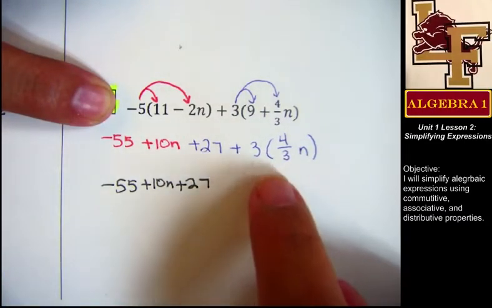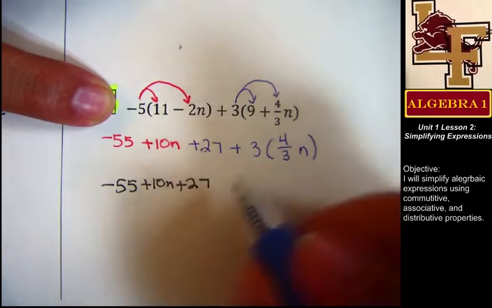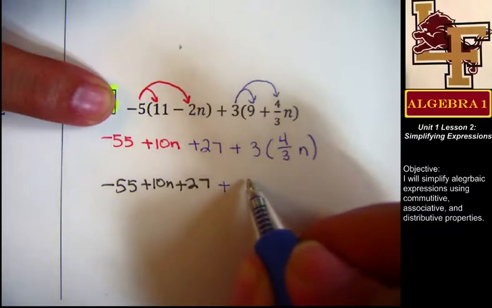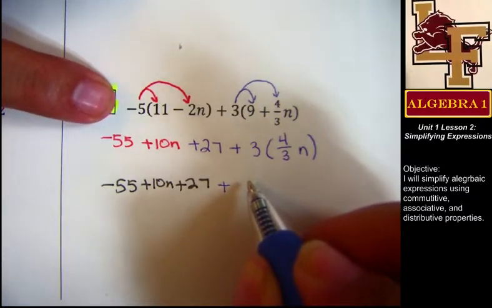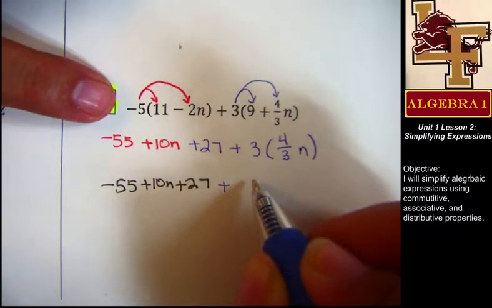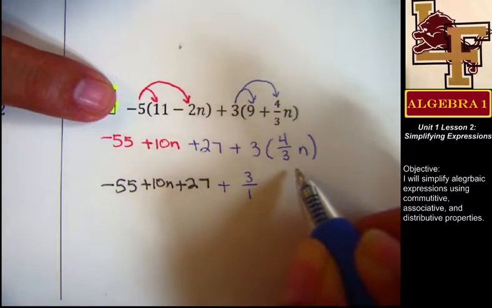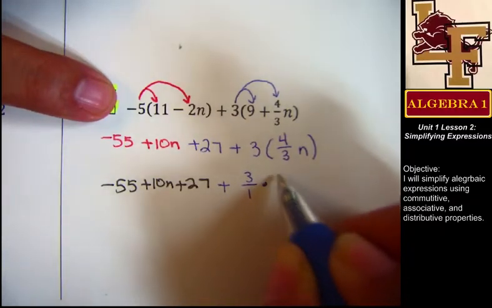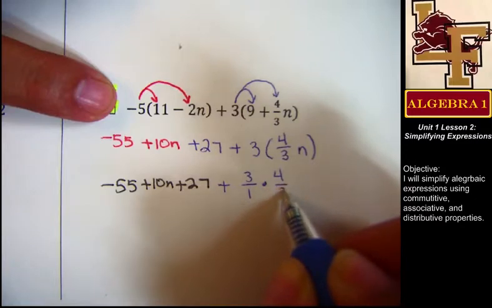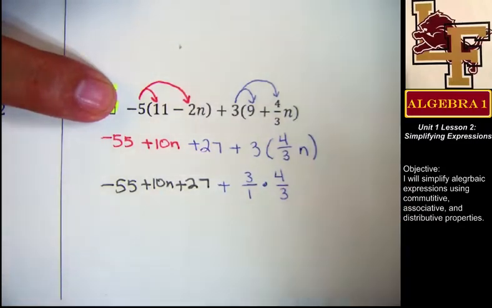Now I'm going to make some changes here. I'm going to rewrite the 3 as a fraction. How do I take a whole number and turn it into a fraction? 3 over 1. I'm going to trade out the parentheses for an actual multiplication symbol. I'm going to use the dot today. There's my fraction. And then I'm just going to let the variable hang out and not do anything right now.